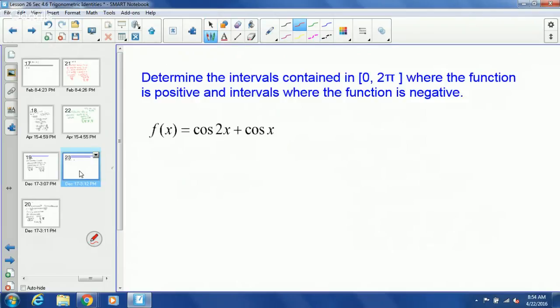What do you know that cosine of 2x is equal to? Cosine squared of x minus sine squared of x.